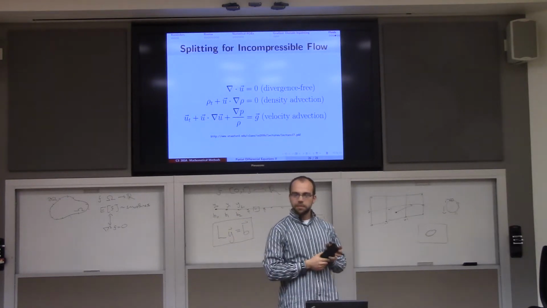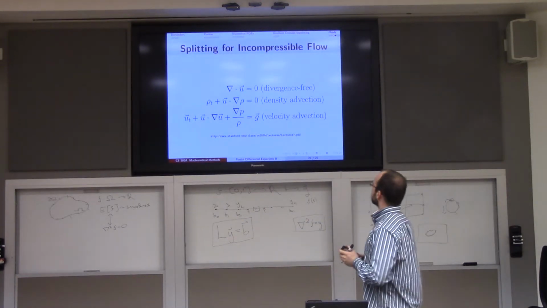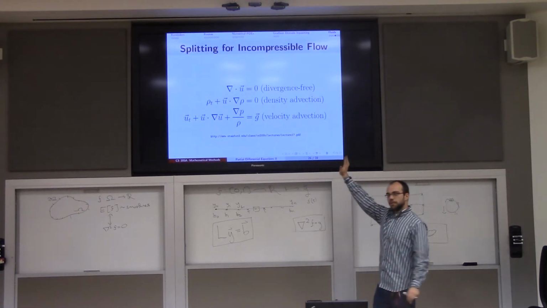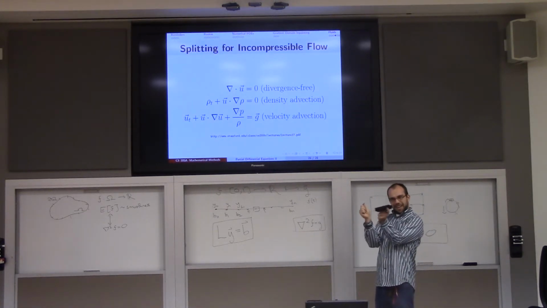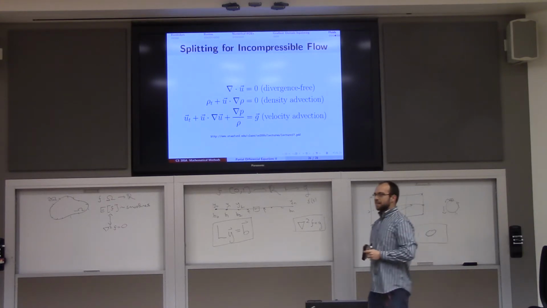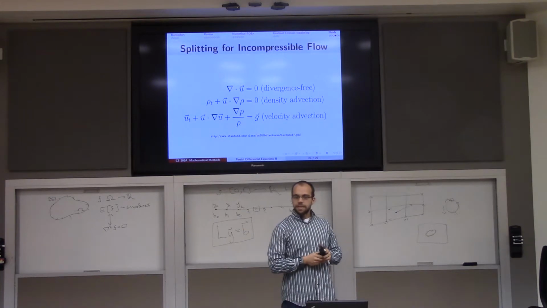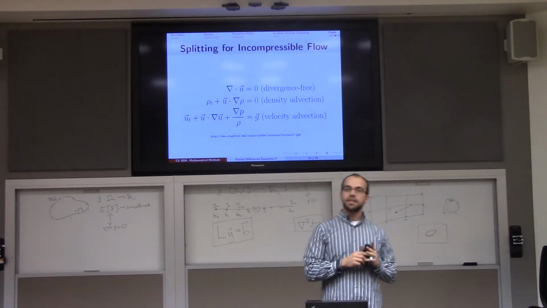But these ones are a little bit more physical. So for example, the first one says that your velocity field, which is u here, is divergence-free, meaning that you can't just take a fluid and stretch it out. This has to do with your incompressibility. And then the second and third are advection equations.